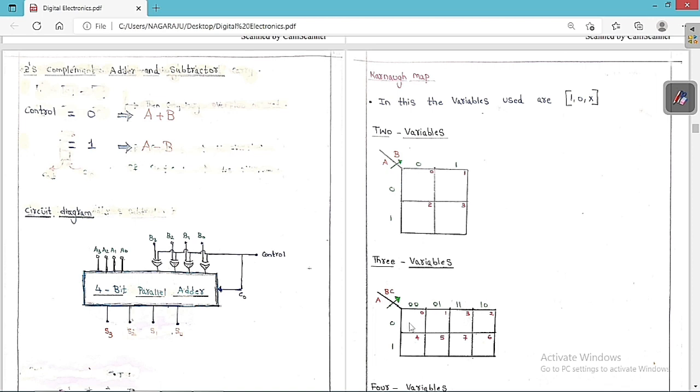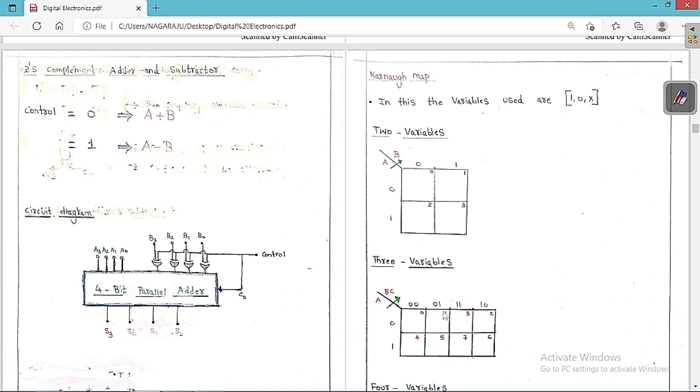0, 1, 1 means 3. 0, 1, 0 means 2. 1, 0, 0 means 4. 1, 0, 1 means 5. 1, 1, 1 means 7. 1, 1, 0 means 6. So 0, 1, 2, 3, 4, 5, 6, 7.